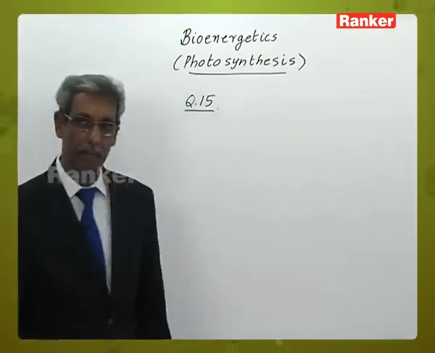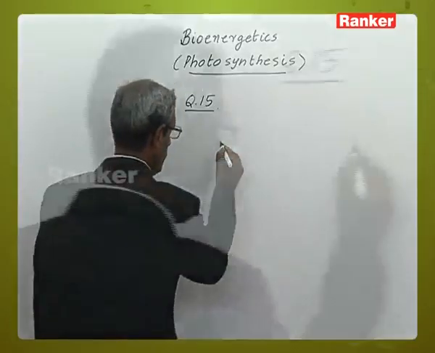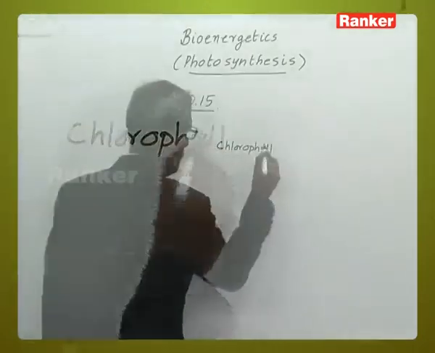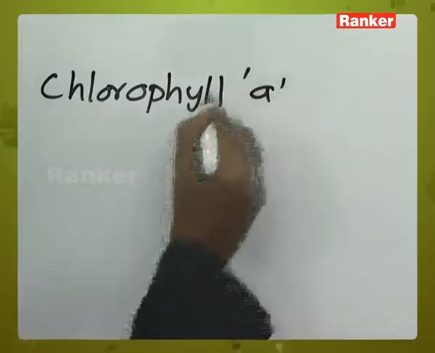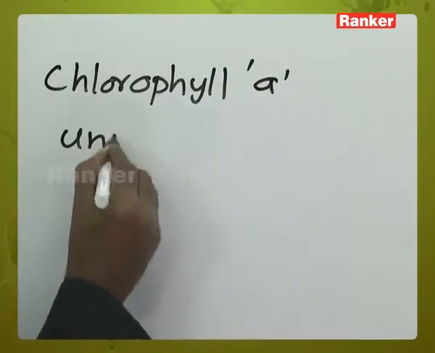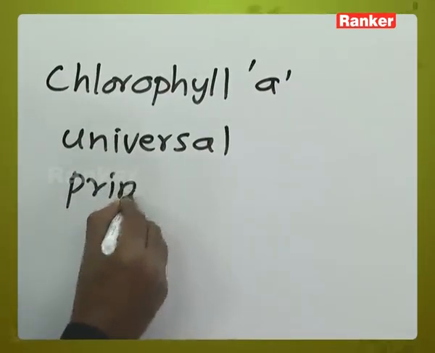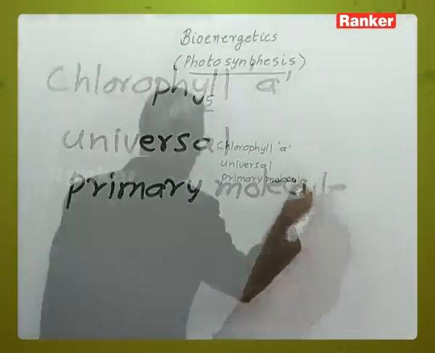Question number 15. Chlorophyll molecule at the core has A. Manganese, B. Iron, Fe, C. Mg, magnesium, D. Copper. When you take a chlorophyll molecule, the most universal molecule is chlorophyll A. Chlorophyll A is termed as a universal molecule, or it is also called a primary molecule, which is involved in photosynthesis.